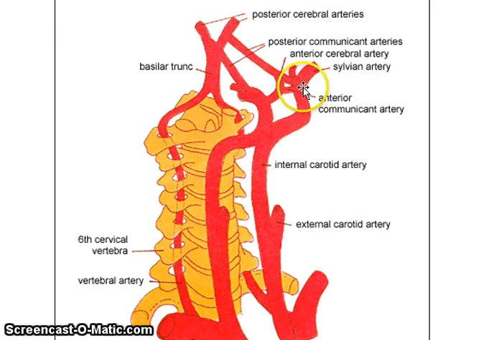Okay, so then the two anterior cerebral arteries are joined together by the anterior communicating artery. Then you've got these posterior communicating arteries, and they join the posterior cerebral arteries with the anterior cerebral arteries. And all of this forms the circle of Willis, which we're going to go over again in more depth.